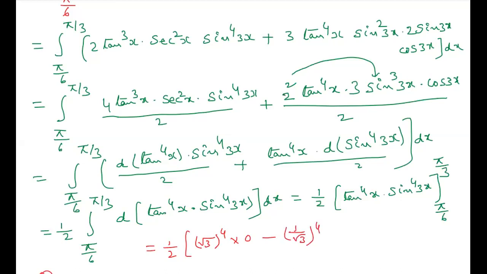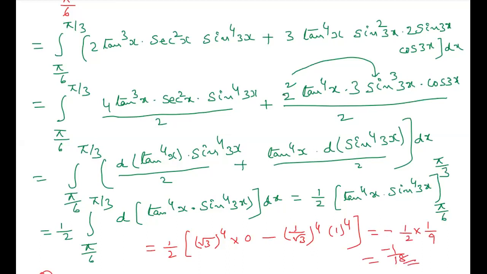Next, in place of 3x, substitute π/6; 3 twos are 6, so 90° will come. This is 1 power 4. Now finally, what is the answer? 1/2 and minus is there here, minus 1/2 into 1/9. So the total answer is minus 1/18.